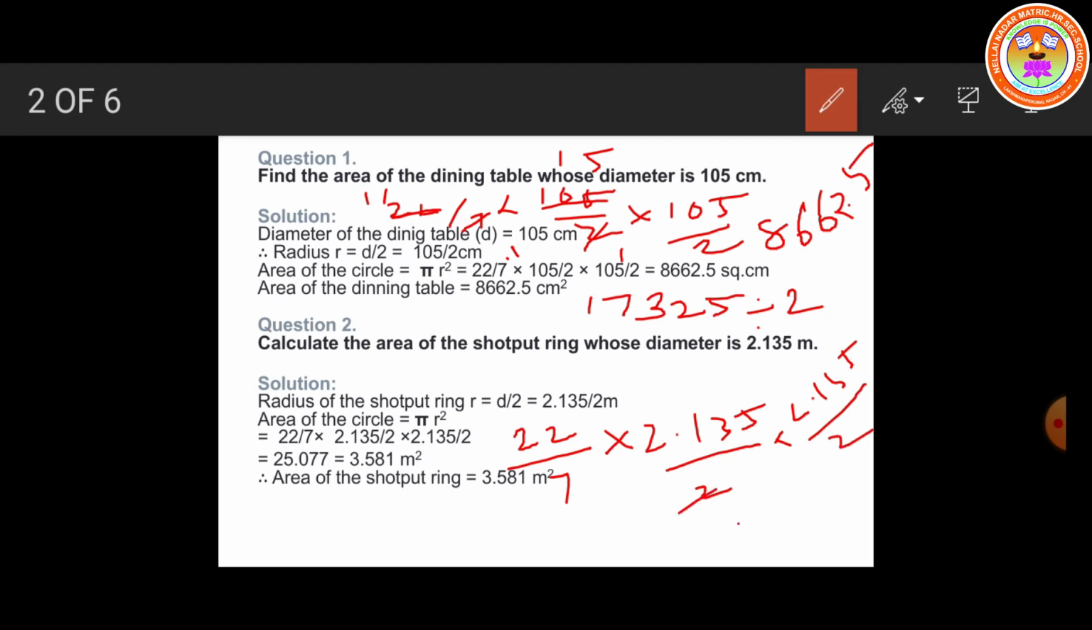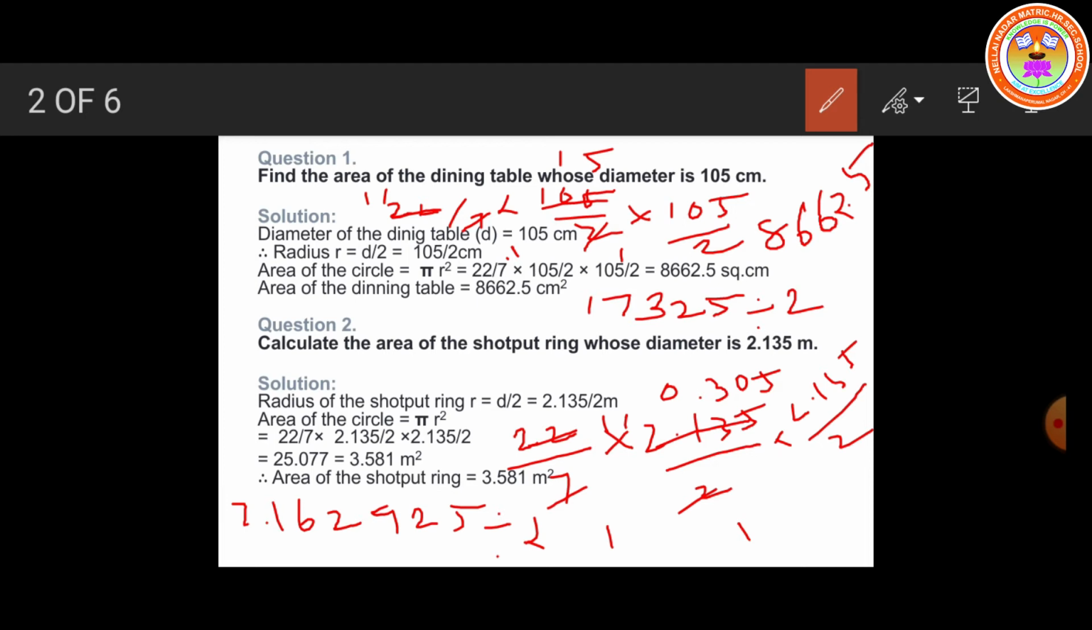2 ones are 2, 2 11s are 22, and 7 one time. Here 0.305. Okay, next we are going to multiply 11 into 0.305 into 2.135. The answer is 7.162925 divided by 2.